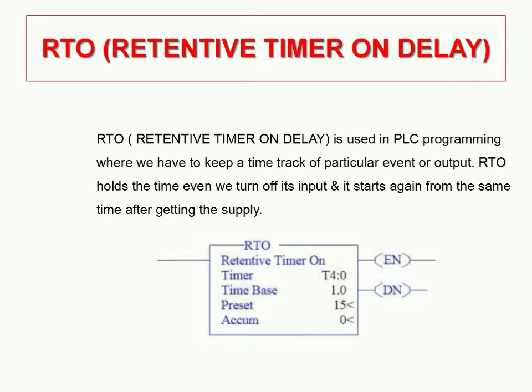I can calculate that from RTO. Whatever time we give, it calculates the time and holds it. Retentive means it holds the time. Suppose the oil pump is running for 10 minutes, then it will count 10 minutes, hold, and record the 10 minutes in this accum. When it gets on again, it will start counting onwards from 10 minutes.